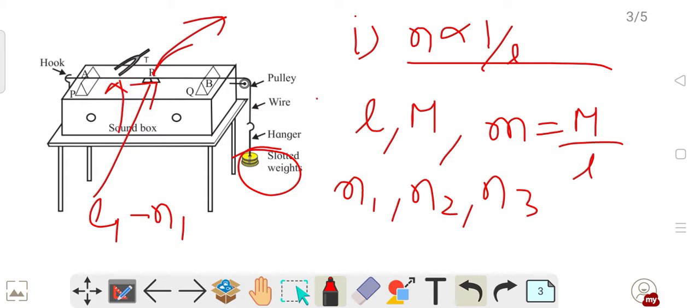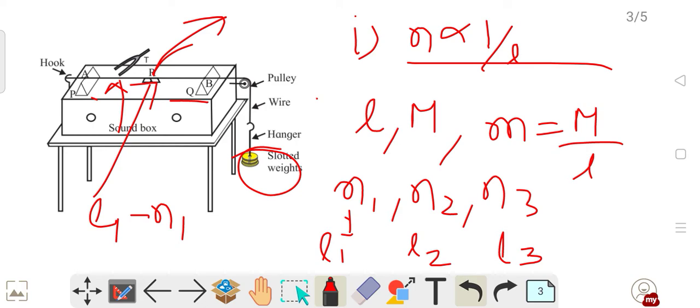So what happens, I have adjusted the length through this PQ. For N1 I have adjusted the length and it was L1. For N2 I have to do L2. For N3 I have to do L3. So these are the corresponding measurements of length which were taken.